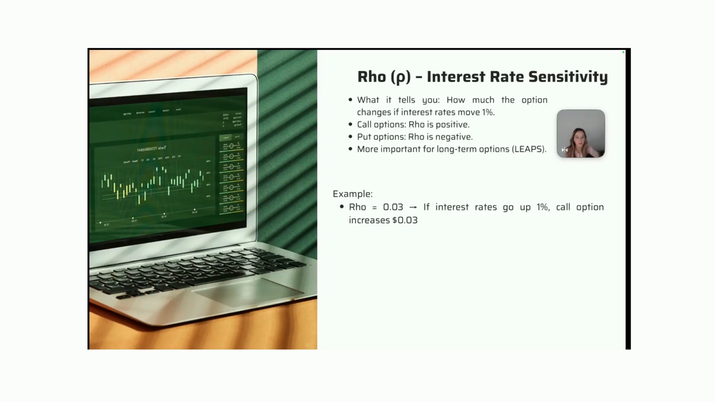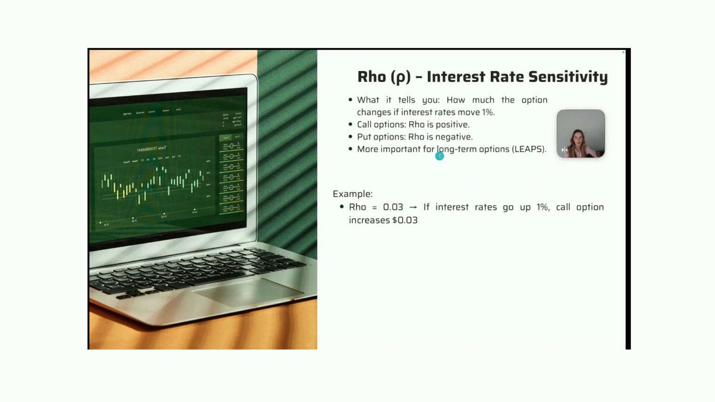You don't really need to be watching for it too much until we get interest rate decisions, until interest rates either get lowered or raised. But what it tells us is how much the option changes if interest rates move by 1%. Call options, rho is going to be positive. Put options, rho is going to be negative.